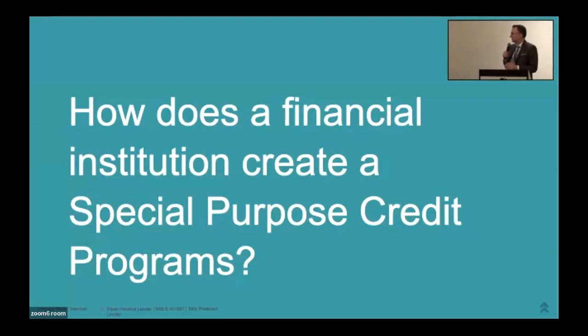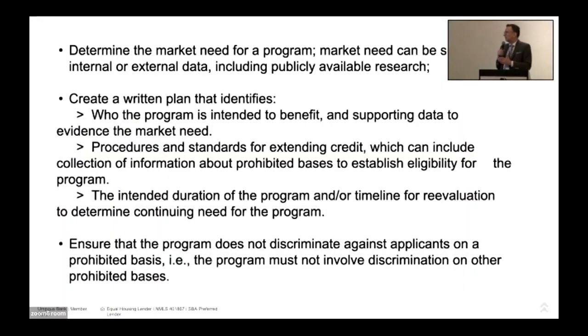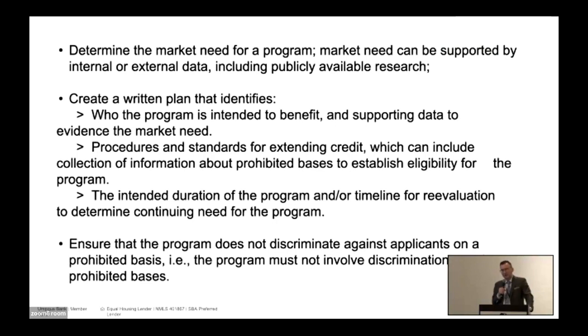So how does a financial institution create a special purpose credit program? Well, it's actually pretty straightforward. What you need to do is determine the market need for the program and make sure that it's supported by either internal or external data. You can also include publicly available research or studies that either you've done yourself or others have, and leverage these resources to help understand where the area of need is.